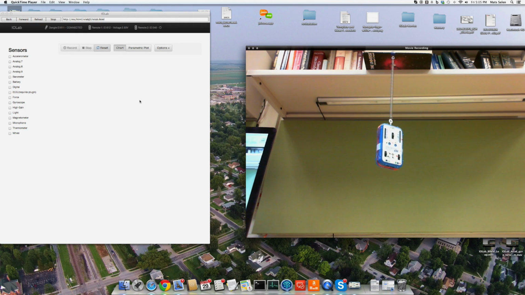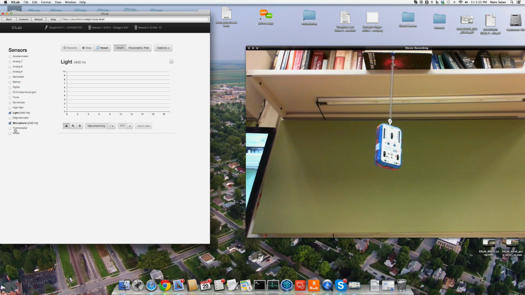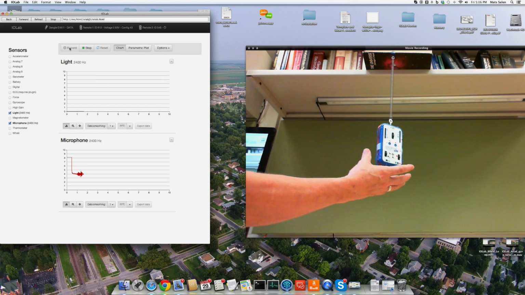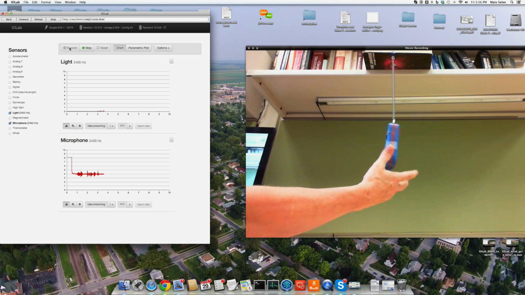Now let me show you something else interesting you can do with light and sound. So here we go. Let's select the light meter and the microphone both at the same time. So they're both being sampled now at 2400 hertz. And I'm going to start recording. And let me just get this thing spinning.